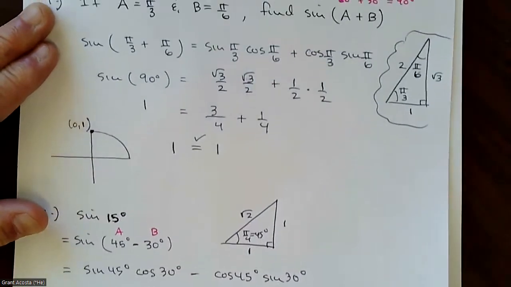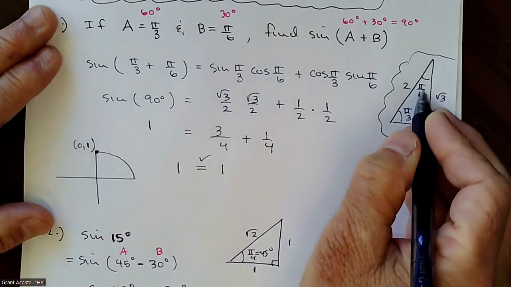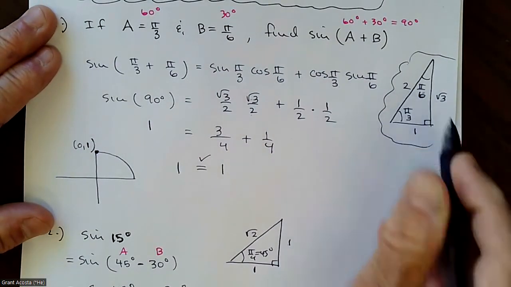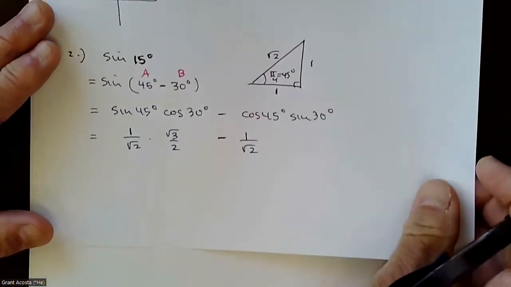I guess I could show the triangle. It's up here. Pi over 6 is 30 degrees. Sine is opposite over hypotenuse. So that's times 1/2.